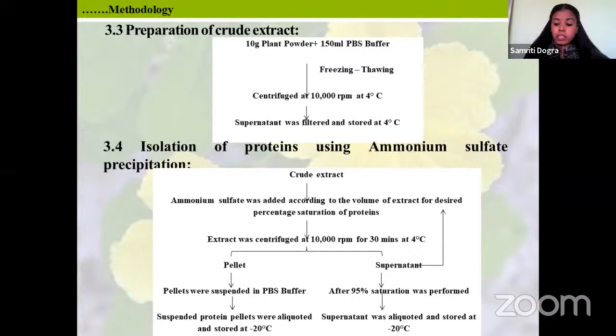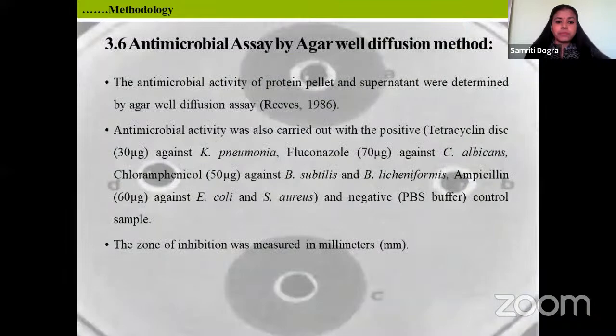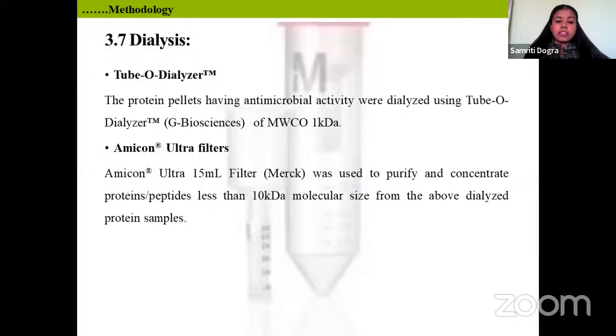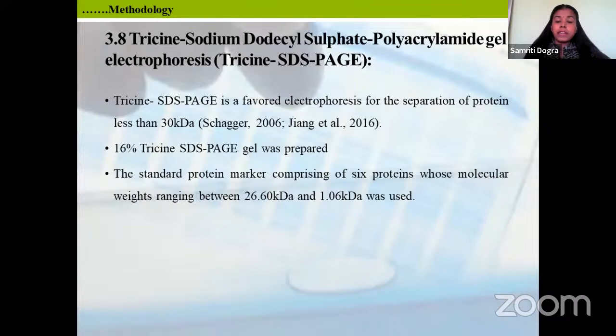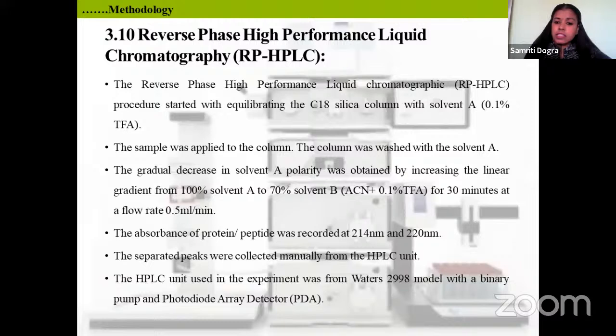So this is the table. Protein quantification was done using the standard Bradford method, using BSA as the standard protein. Antimicrobial activity was carried out using the well diffusion assay. For dialysis, I used two membranes, one with a 1 kDa molecular weight cutoff, and another, the Amicon Ultra filter membrane, which is the 10 kilodalton membrane. Then Tricine SDS-PAGE. Tricine is basically a compound which helps in the resolution of proteins less than 30 kilodaltons. Here I'm interested in proteins less than 10 to 9 kDa, so I used 16% Tricine SDS-PAGE. Then gel filtration chromatography, for which I used the Sephadex G50 column. Then reverse phase chromatography, where a C18 silica column is used with a solution of ACN plus 0.1% TFA.